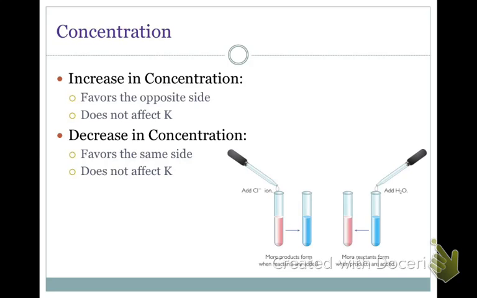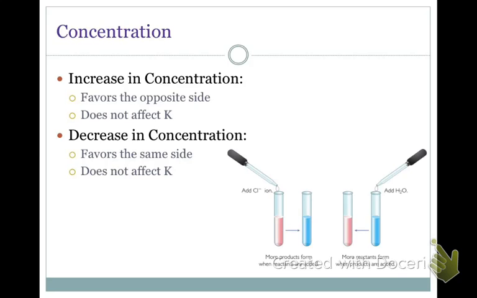If you decrease the concentration, so again you have your pen in your hand, your fingers are right in the middle supporting it, if you decrease the concentration, say for the reactant side, it goes up, and it favors that same side, it favors the reactants. And of course this does not affect the K.